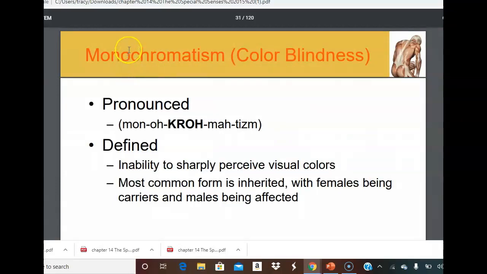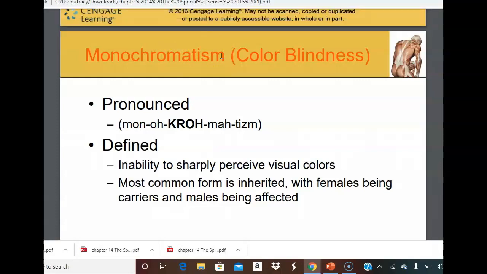Now, monochromatism. So if we break this word up, mono means one or single. Chromato means color, and then ism is pertaining to. So this is someone that has an inability to perceive generally a visual color. Okay, so when we look at our cones, the cones have 3 different colors, and depending on how much those colors are stimulated will give us the entire light spectrum color scheme. So we have red, and we have blue, and we have green.